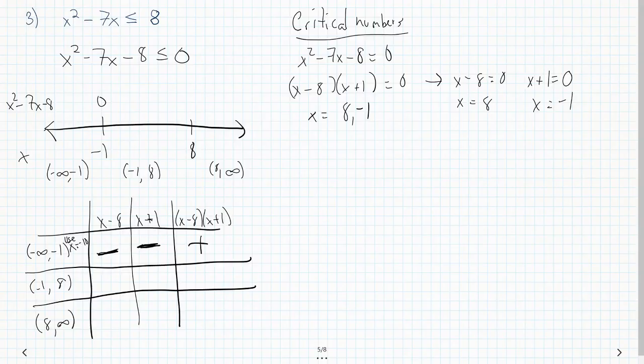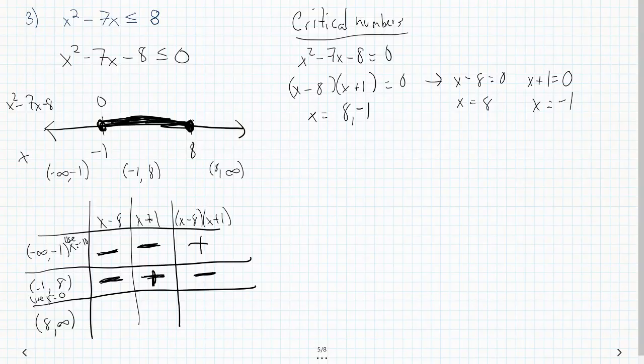In the second case, negative 1 to 8, let's pick the value 0. So use x equals 0. When we plug that in, you get 0 minus 8, that's negative. 0 plus 1 is positive. Negative times a positive is a negative. So that's going to satisfy our condition. So what we can do right now, since we have equality at 0, is shade those in. So far we have this center piece on our interval.